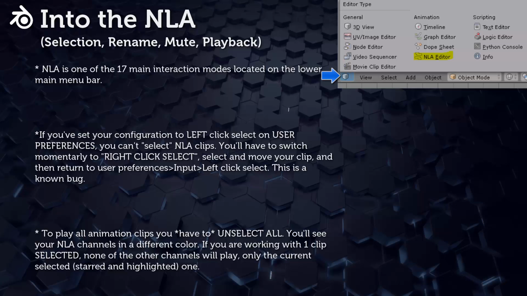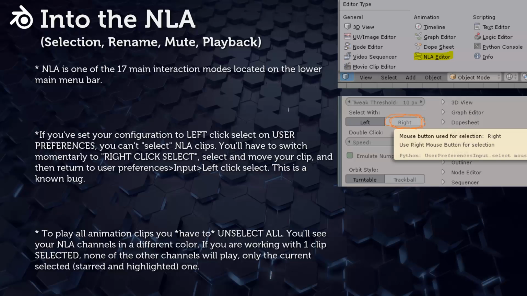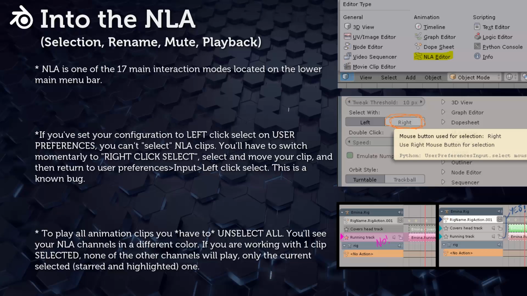The second most important thing you should know if you're using Blender 279 is that you can only select your NLA clips using right select. If you're a left-click user, switch temporarily to right-click select from user preferences, and later set it back to left-click. Last and most important, to play animation clips on the NLA, you have to select none. If you are working with one clip selected, none of the other channels will play back. Only the current selected one with the star icon will play back.